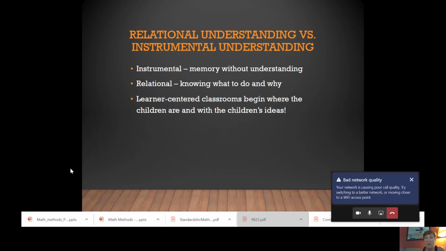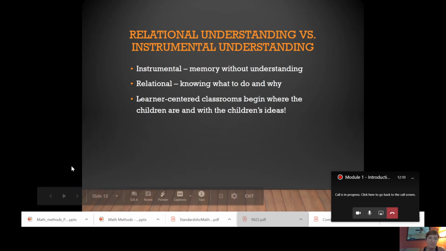And then in chapter 1, we talk about relational understanding versus instrumental understanding. Instrumental is memory without understanding. Relational is knowing what to do and why. And then this whole learner-centered classroom idea begins where the children are and with the children's ideas. So we want to definitely start with our math teaching where children are.